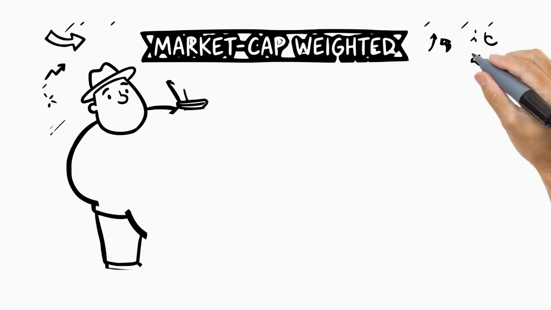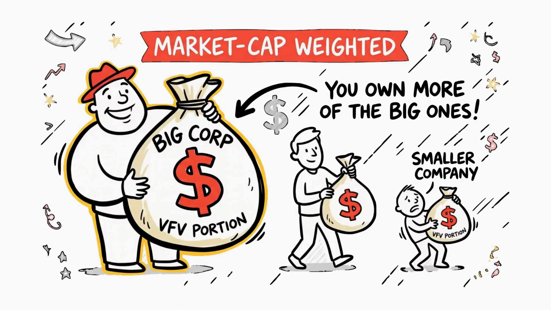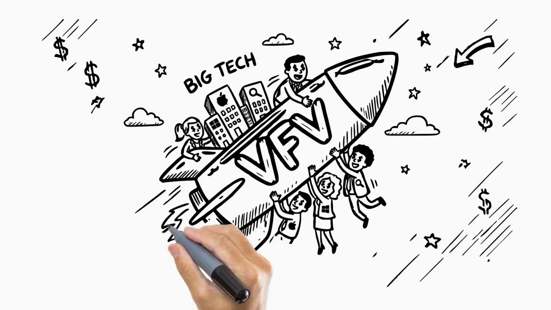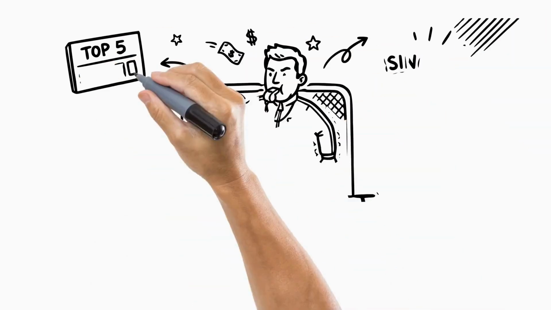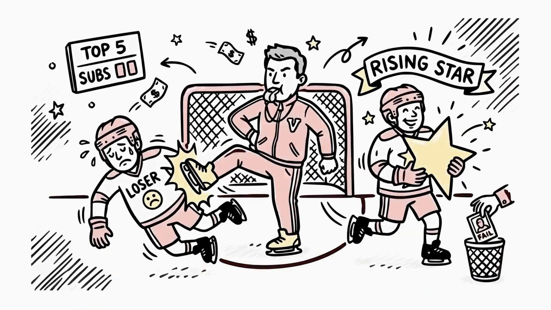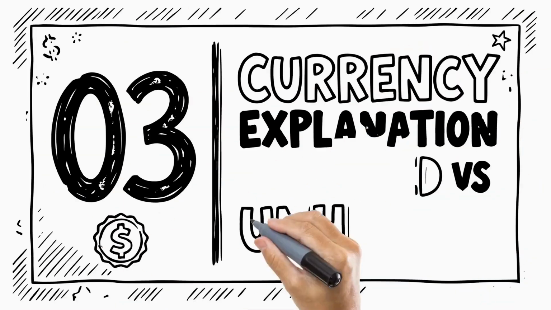VFV is market cap weighted. This is a fancy way of saying the bigger the company, the more of it you own. Currently, the top 10 companies make up about 30% of the fund. So if big tech goes up a lot, so does VFV. It's like owning the starting lineup of an all-star team. If a company fails and drops out of the top 500, Vanguard automatically kicks them out and brings in the next rising star. Now let's understand hedged versus unhedged.